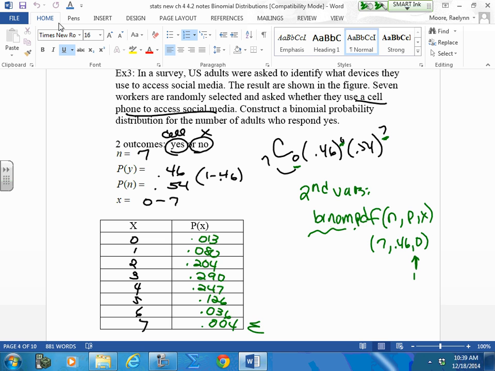And quick, what should they add up to? 1. That's your probability distribution. Your probabilities are between 0 and 1, and the sum of your probabilities is 1. Now, from this table, this is where you answer all your questions. What is the probability that out of the 7 people we asked at random, exactly 3 said yes? About 29%. The probability is about 29% that exactly 3 out of those 7 will say yes, they use a cell phone. What is the probability that at most 4?